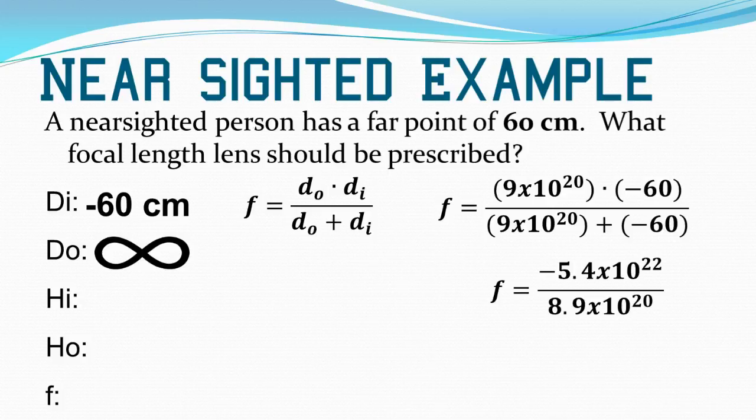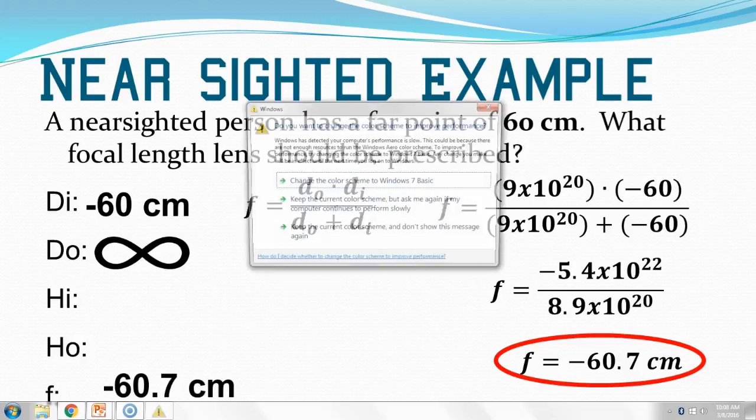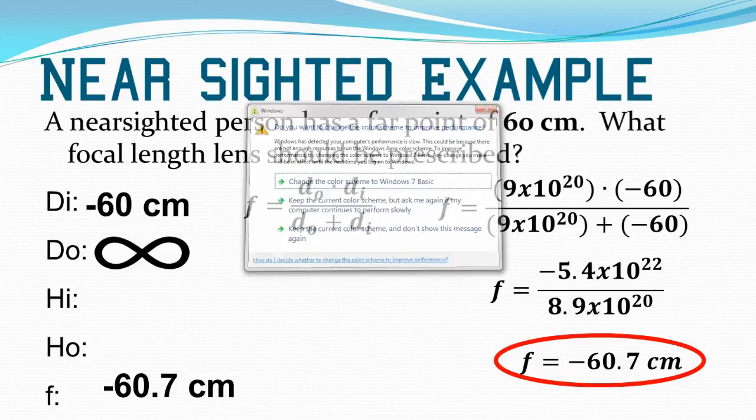Now, I included these values as scientific notation. Your calculator will probably spit these values back in scientific notation. It may not say times 10 to the 22nd. It may say negative 5.4 E22, 8.9 E20, which is just calculator language for scientific notation. Once I divide those two values, I end up with negative 60.7 centimeters. This is the adjusted focal point, or focal length.